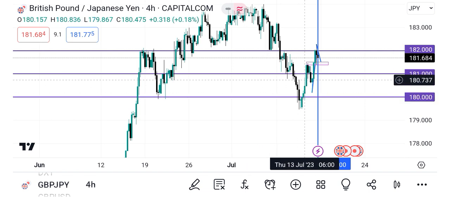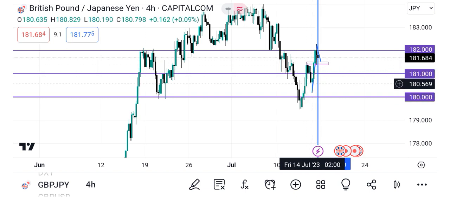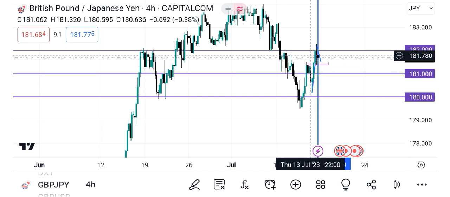What happened next? Price has been going upwards since then. It came up, broke this 181, retested, and continued going up in a bullish run.